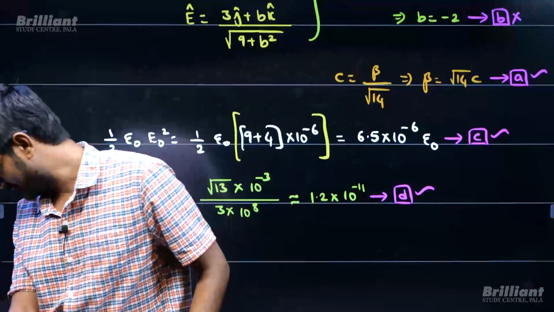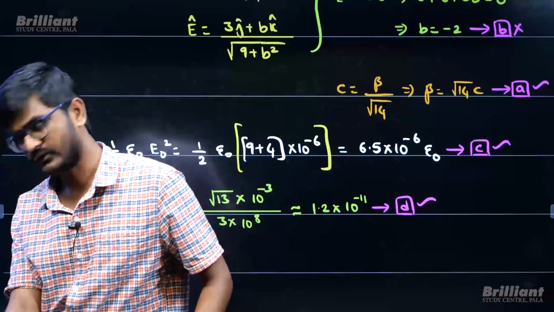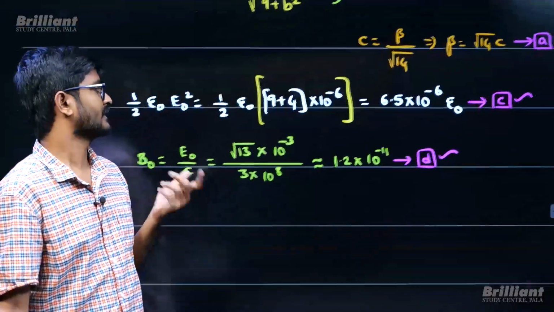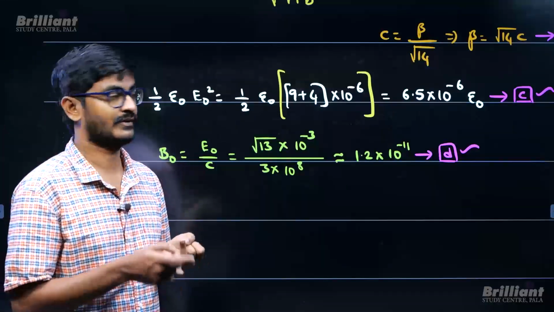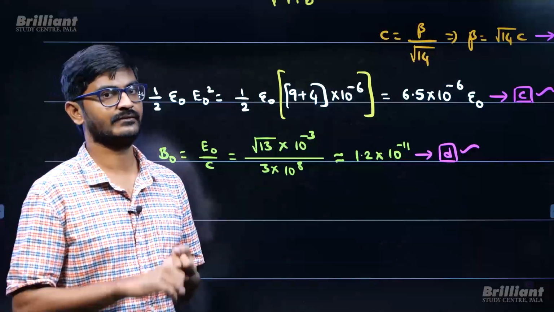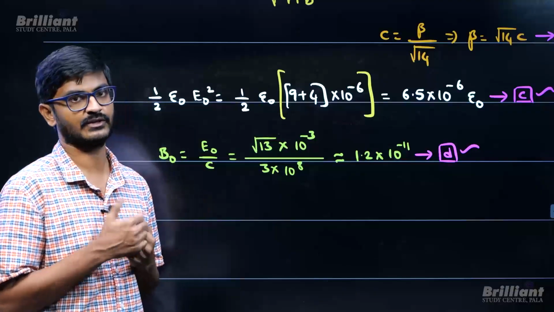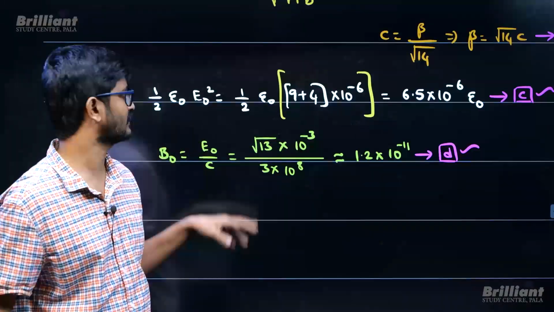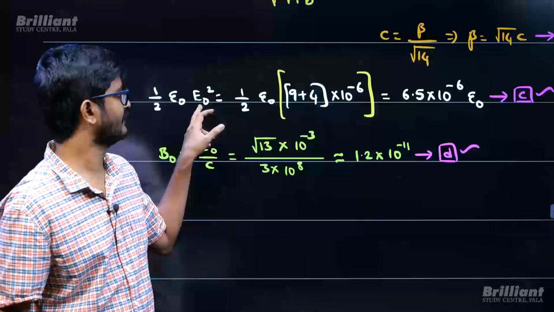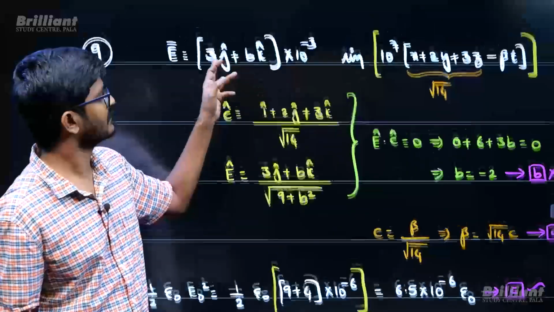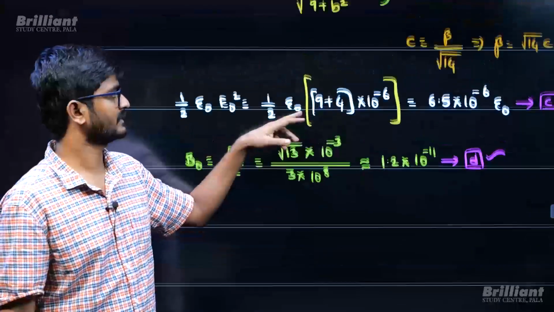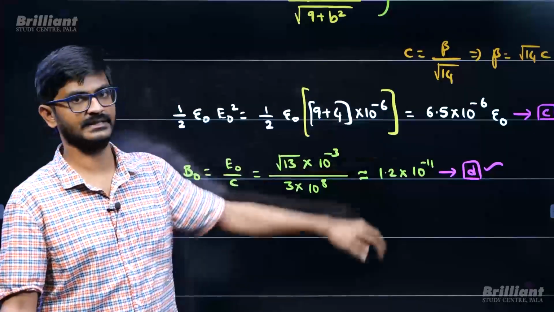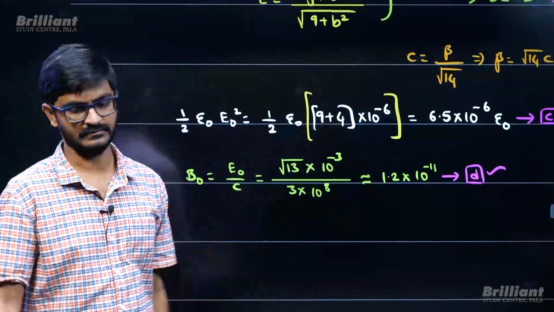Now energy density for the total wave. For the total wave it will be half epsilon naught E square. Due to the electric field it will be 1 by 4 epsilon naught E square. Due to the magnetic field, magnitude wise it will be equal to 1 by 4 epsilon naught E square. Total will be half epsilon naught E square, half epsilon naught electric field square. Just now we have calculated the value, right? This is 3, this is 2, magnitude will be root 13 into 10 power minus 3. So 13 into 10 power minus 6, this is square.